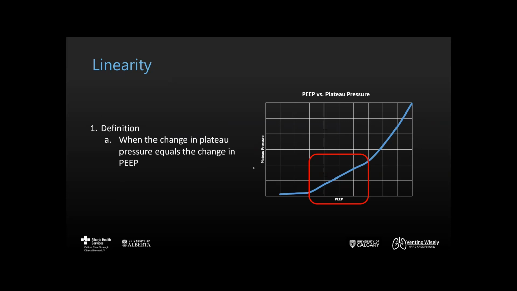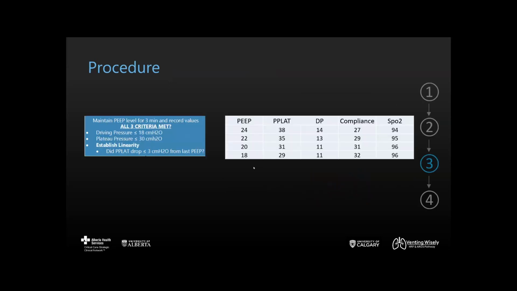Our team reviewed over 100 PEEP studies and identified that a 1 to 1.5 ratio shows that we are on the upper level of the linear curve and not above the upper inflection point. Simply, a decrease in PEEP by 2 centimeters of water and a plateau pressure decrease by 3 centimeters of water is also considered linear. Okay, back to our example.